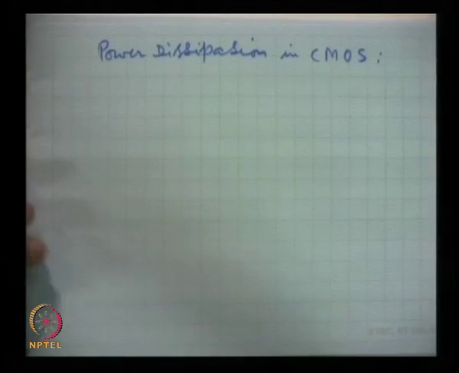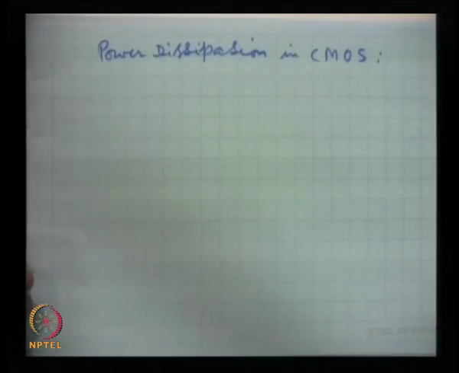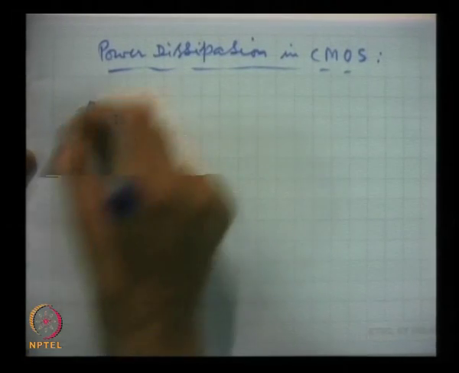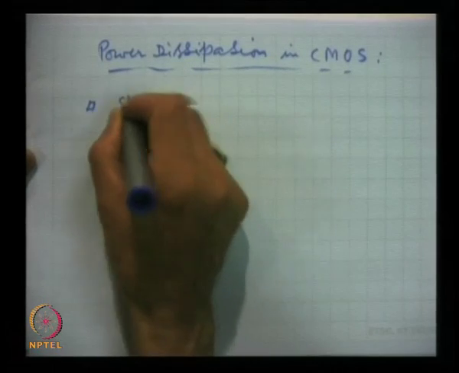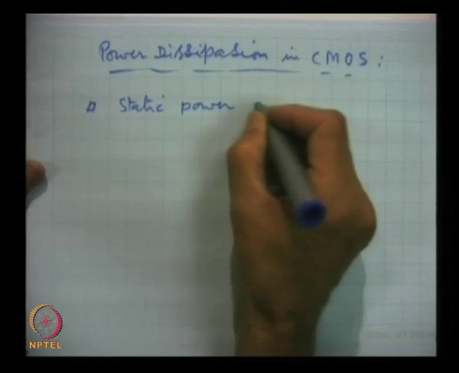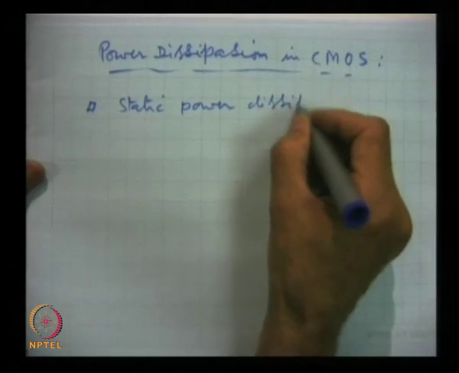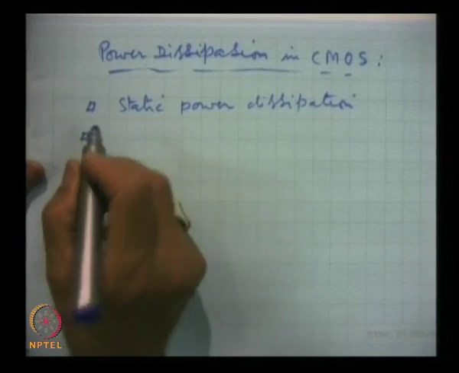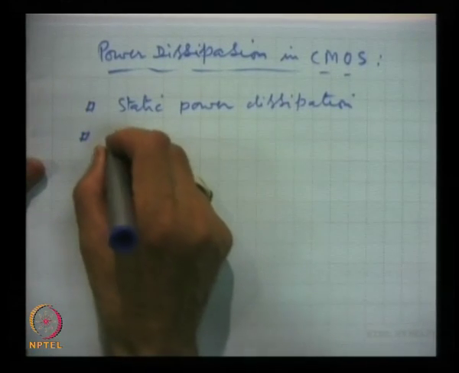So, now we consider why power dissipation in CMOS is least. There are two types of dissipation. One is static power dissipation, and the other is dynamic power dissipation.